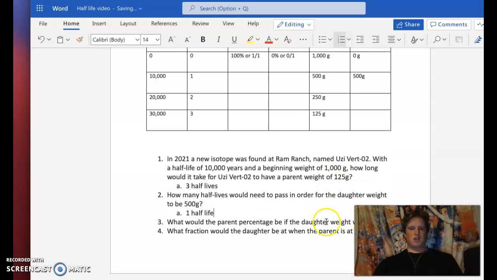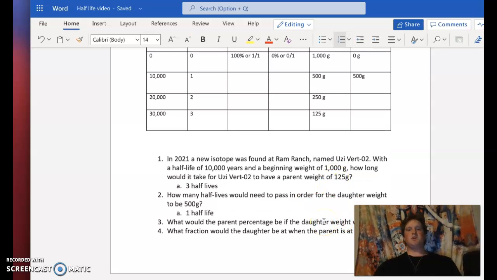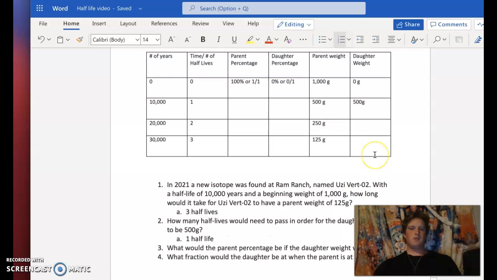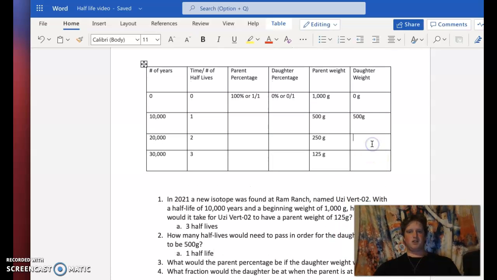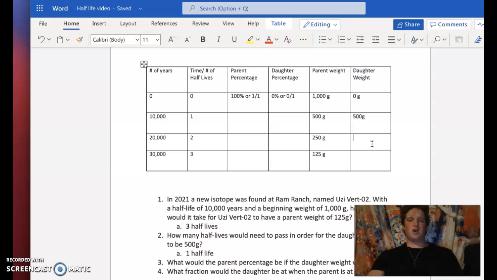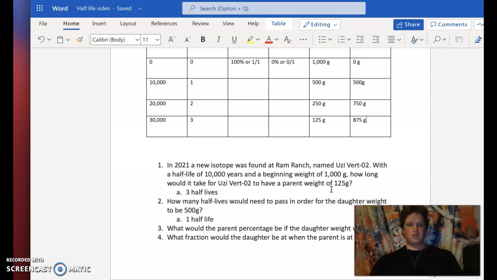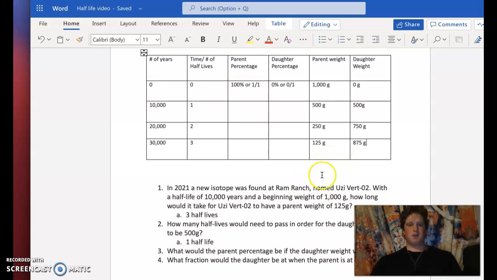So then my next question is, what would the parent percentage be if the daughter was at 750 grams? So we'd have to go back up here, continue to fill in our table. So the next half-life would make the daughter weight 750 grams, and then the last one would be 875 grams. So then, because that question is what is the parent percentage, we'd have to go over to the parent percentage, or the percentages as a whole.